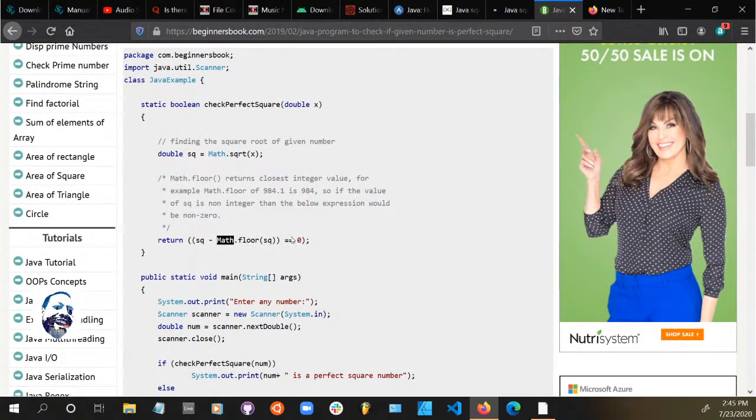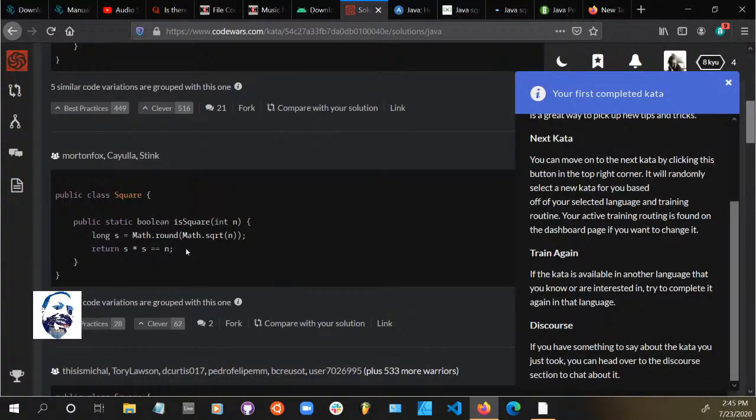And the code is lighter. See, look, it's just one line of code. I mean, that other code is short, but it's doing extra stuff when you think about it, because it says long s equals math dot round. Yeah, that's one line. And then you have return s times s equals n. So basically, I get what they're saying. Oh, yeah, that's a way to do it. It's more than one way to skin a cat.